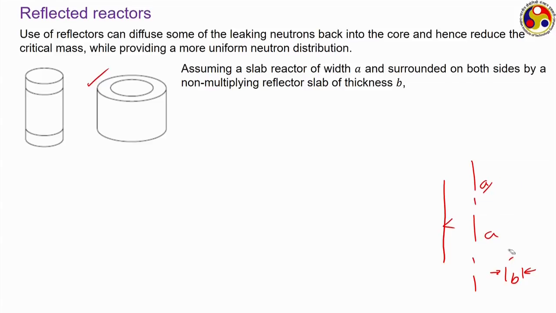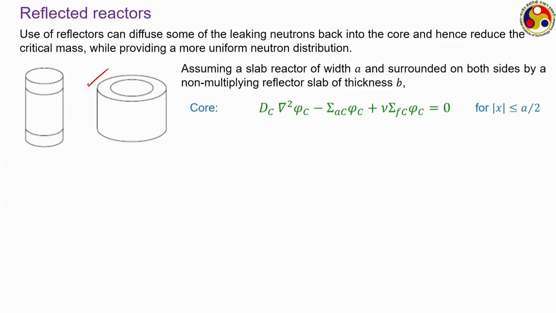So, we have to analyze this. The analysis for such a geometry we have already done for the infinite slab, but the reflector was not there. So, for the reactor core, we can write the conservation equation in just the same form: the diffusion part, the absorption part and the generation part because of fission, but this equation is applicable for x equal to 0 to A by 2.